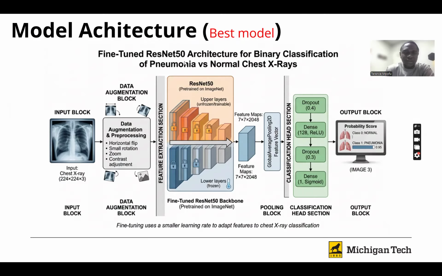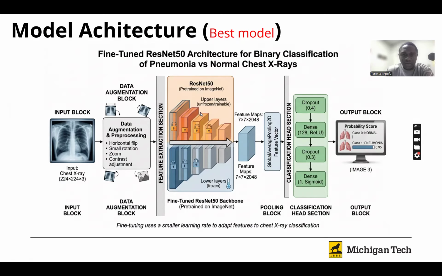For our model architecture, since we chose ResNet 50 as our base model, this is its architecture. It takes in an image of size 224 by 224 by 3. Before we move on to the extraction layers, we do some data augmentation and preprocessing, for example horizontal flip, small rotation, zoom, and contrast adjustment. Then in the extraction section, we have our upper layers and our lower layers.